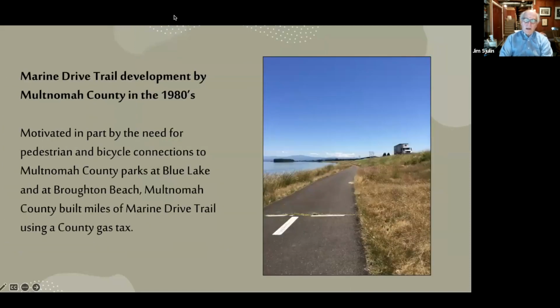Then the Marine Drive Trail began to develop in the early 80s, and this was thanks to great support from Multnomah County, and they were using a county gas tax to make these trails happen. These trails are a little wider. They're probably in the 10 to 12 foot category, and they run along the Columbia River, along the north edge of the 40-mile loop. And of course, the Columbia is one of the great rivers of the West.